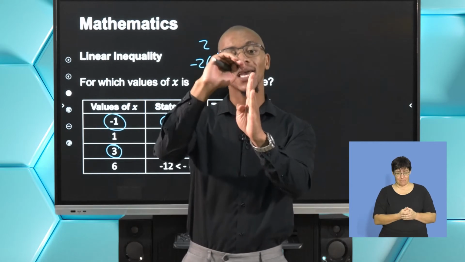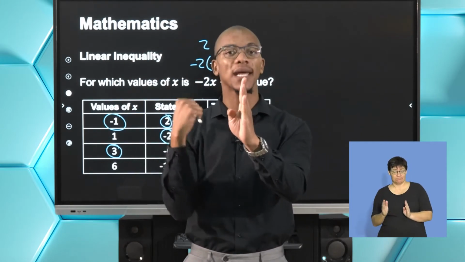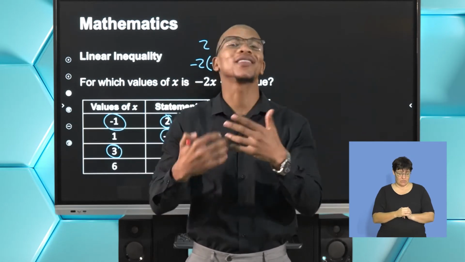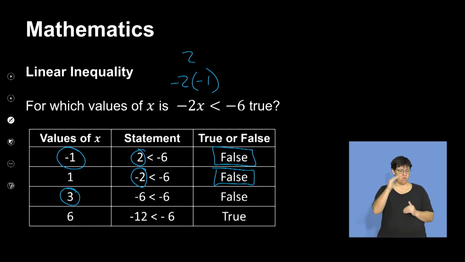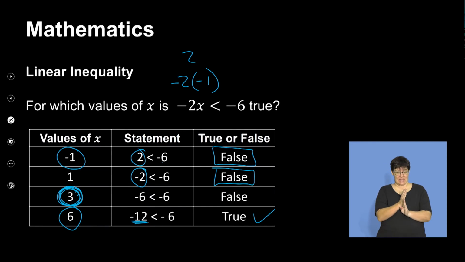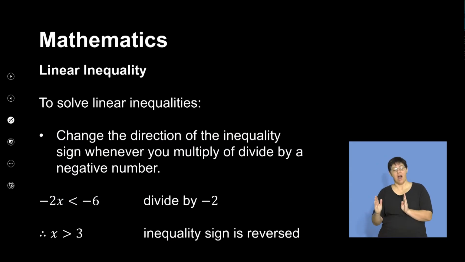We will then look at everything that is greater than 3. Will it make this true or not? That's how we determine our solution. So let's have a look. If I take a number greater than 3, I chose 6. If I substitute 6 there, I get -2 multiplied by 6, which gives me -12, and -12 is definitely less than -6, so this is a true statement. So all the values greater than this 3, which I said is our midpoint, will satisfy that situation.